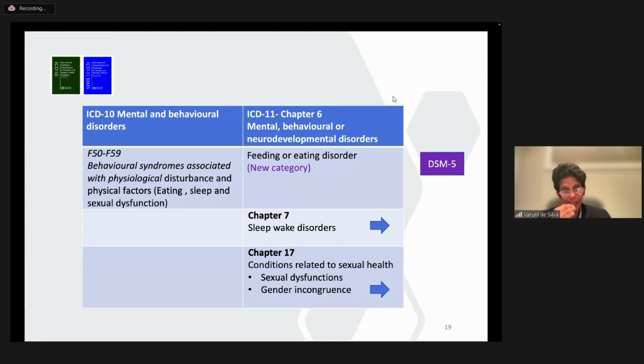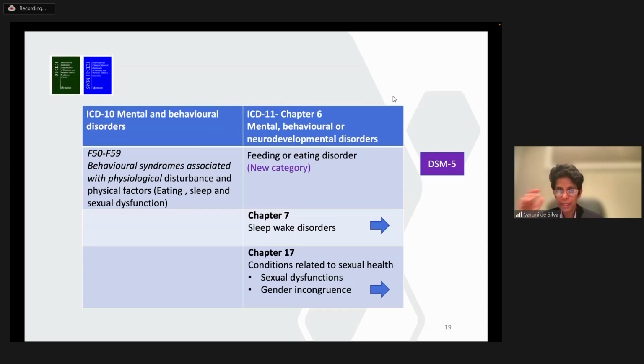Right. The next interesting change is in this category in the ICD-10, which is from section 50 to 59. It's almost like a group of unrelated disorders grouped together. It's called behavioral syndromes associated with physiological disturbance, and it's eating, sleep, and sexual dysfunction. I remember even in the mental health module, one unfortunate teacher has to teach these three conditions together, and it's very difficult to say why they are related and why they are under one category.